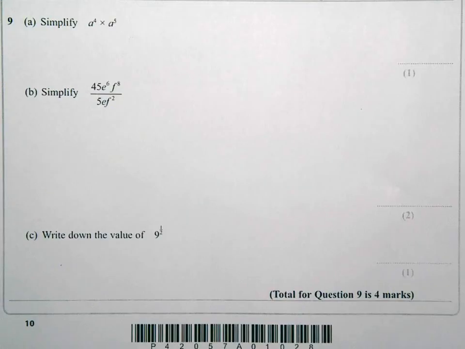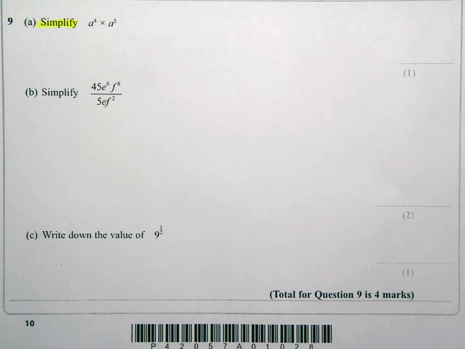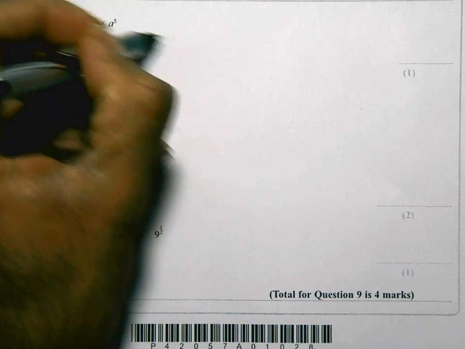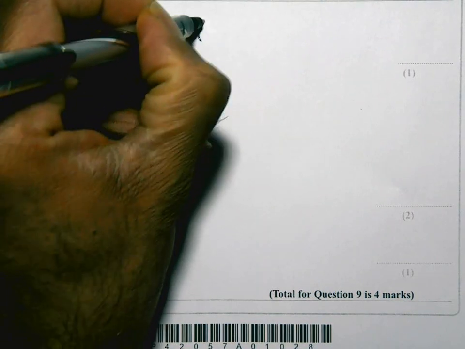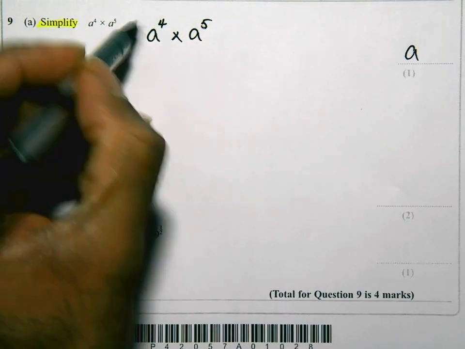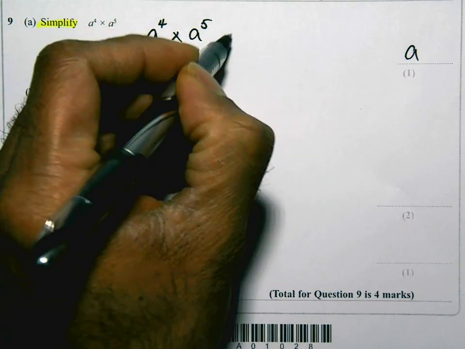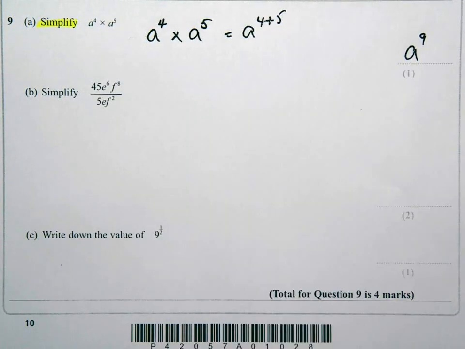Okay, here's question 9 on the higher non-calculator paper. Alright, question 9. Part A says simplify a to the power of 4 times a to the power of 5. This is a pretty standard question, but because the bases of both of these are exactly the same, a and a, the answer is going to be a to the power of, you add the powers, a to the power of 4 add 5, so it's going to be a to the power of 9.